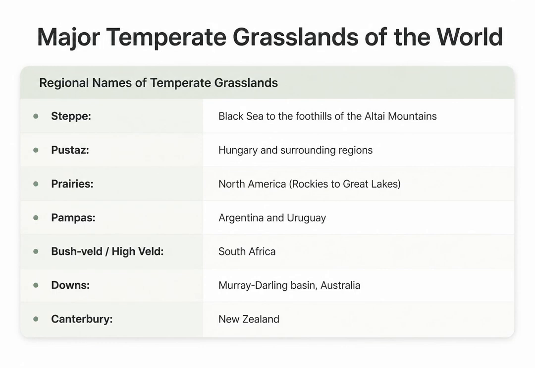Because these grasslands are found all over the world, they go by many different local names, though the climate is essentially the same. In Eurasia, the vast stretch from the Black Sea to the Altai Mountains is simply called the steppe. In Hungary, it's the pustas. In North America, the vast plains between the Rockies and the Great Lakes are the prairies. In South America, specifically Argentina and Uruguay, they are the pampas. South Africa has the veld, divided into the more tropical bushveld and temperate highveld. Finally, Australia has the Downs, and New Zealand has the Canterbury Plains.